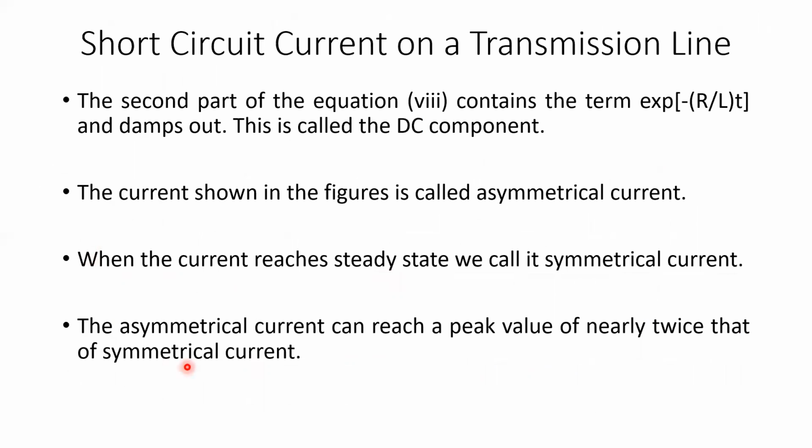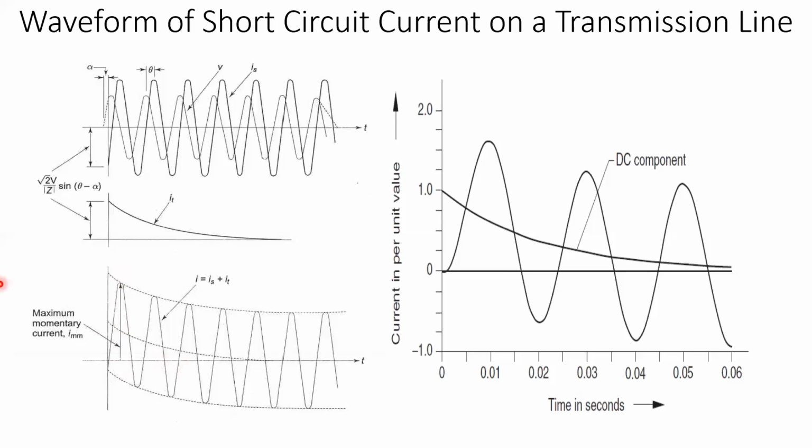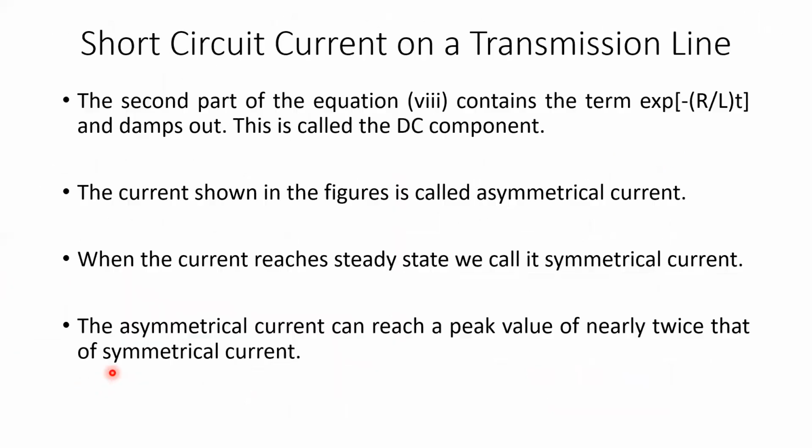The asymmetrical current can reach a peak value of nearly twice that of symmetrical current, which is called the maximum momentary current. So our circuit breakers and relays should be chosen such that the ratings are capable of withstanding the maximum momentary current or the asymmetrical current forming just after the fault happens, which can reach a peak value of nearly twice that of symmetrical current.